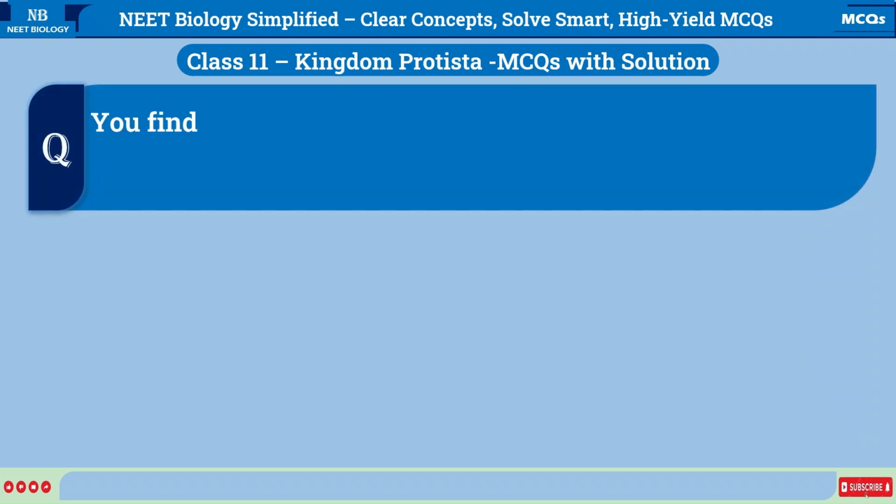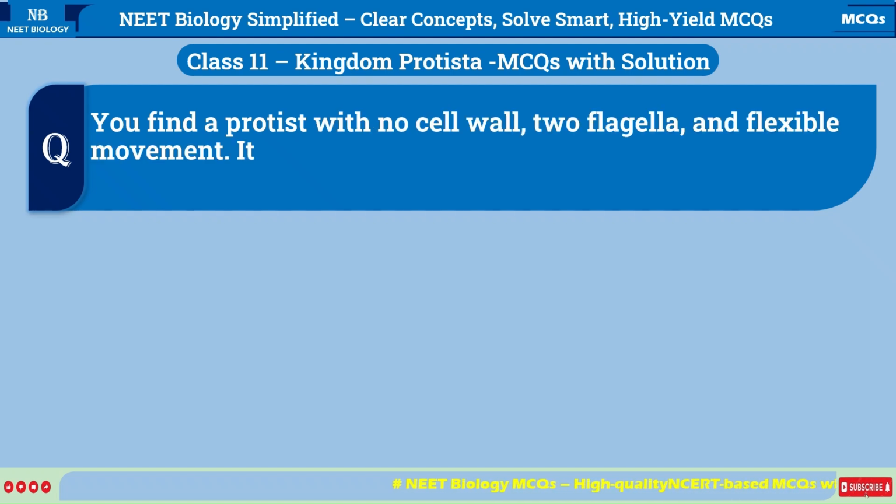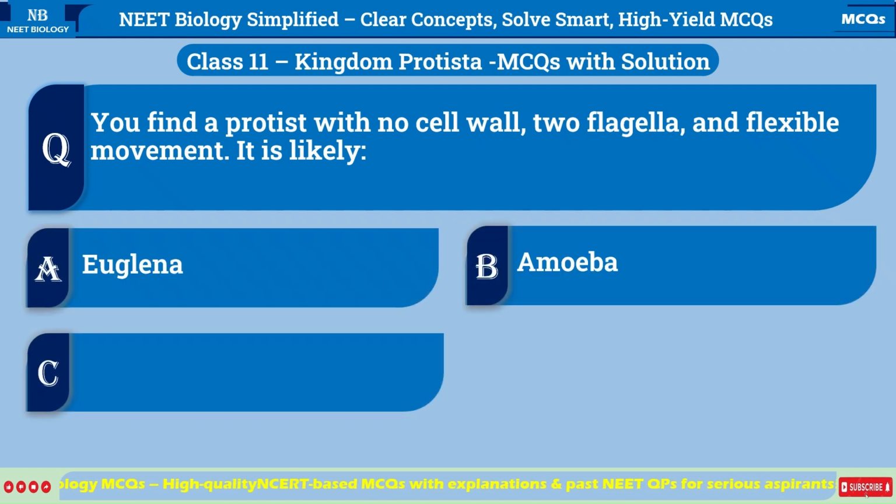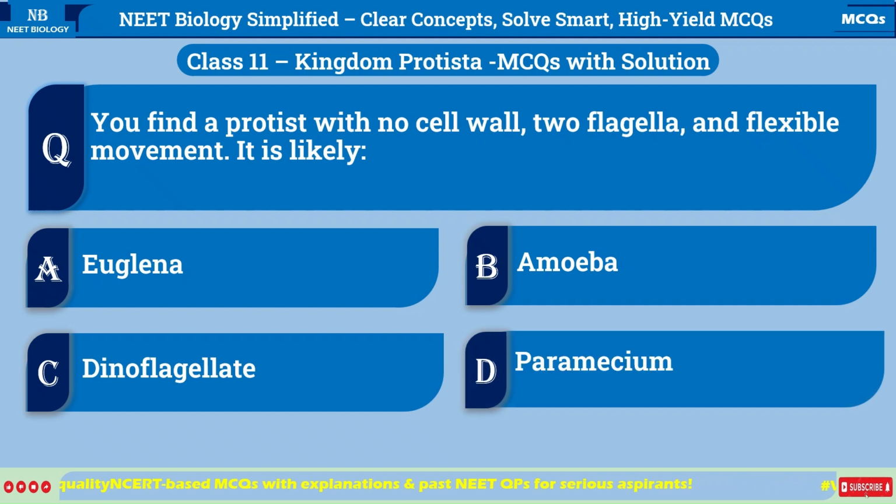You find a protist with no cell wall, two flagella, and flexible movement. It is likely A. Euglena, B. Amoeba, C. Dinoflagellate, D. Paramecium.